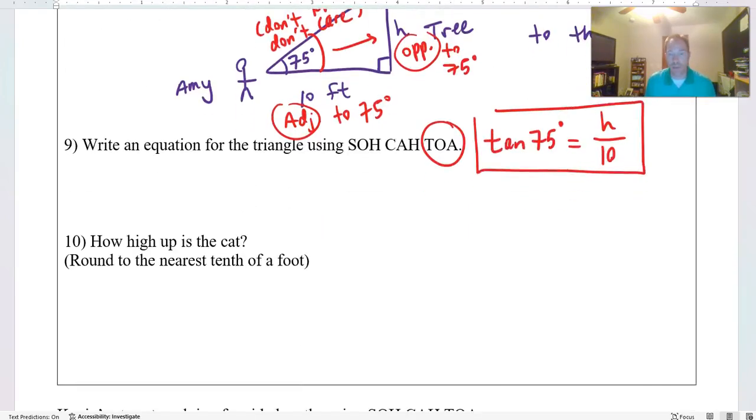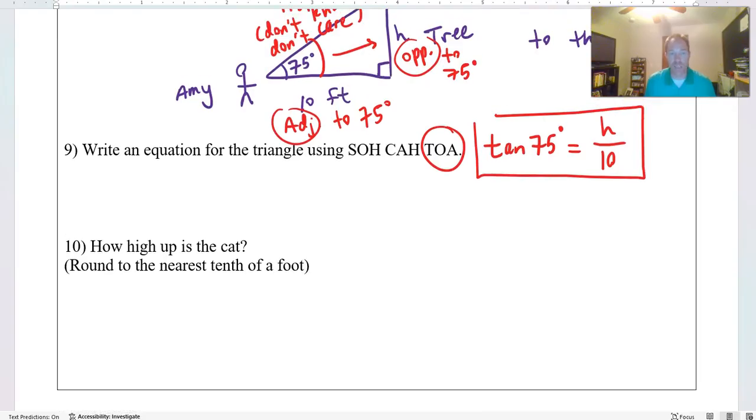Okay, and then number 10 says, how high up is the cat? Well, remember, we were using h to represent the height of the cat. So basically, this is just saying solve for h.